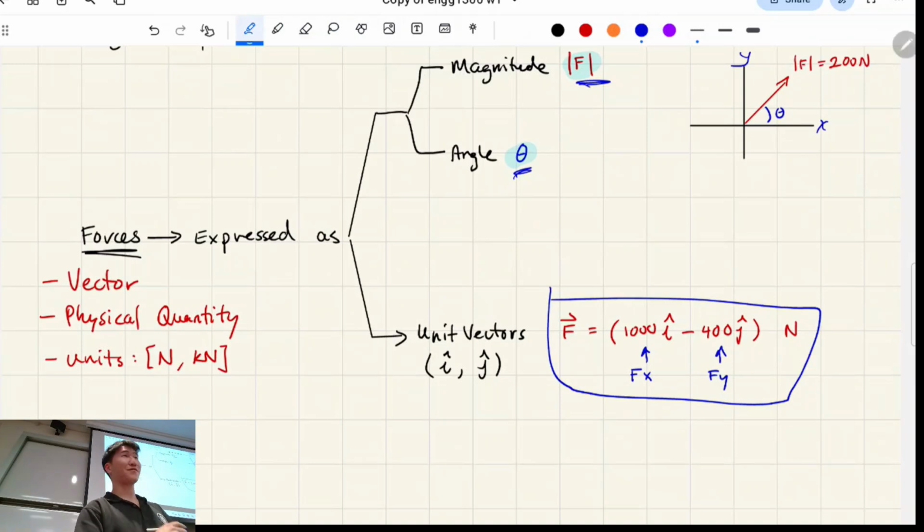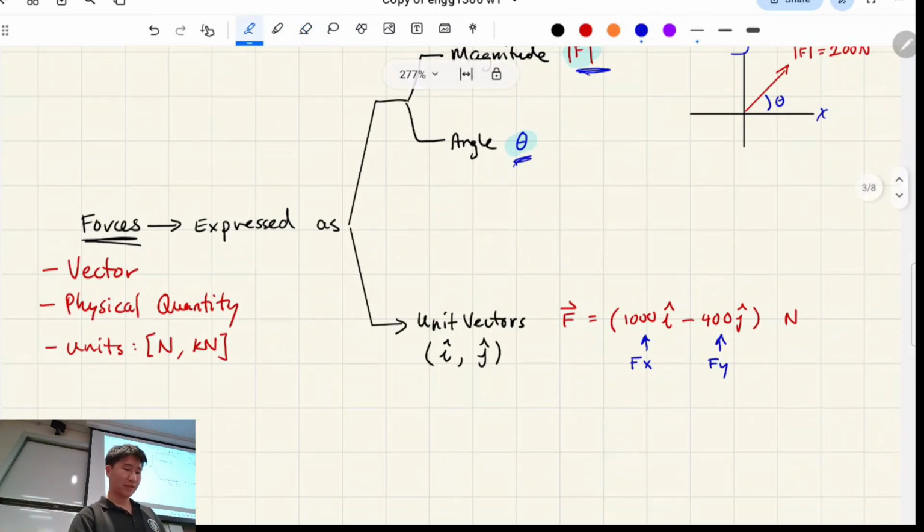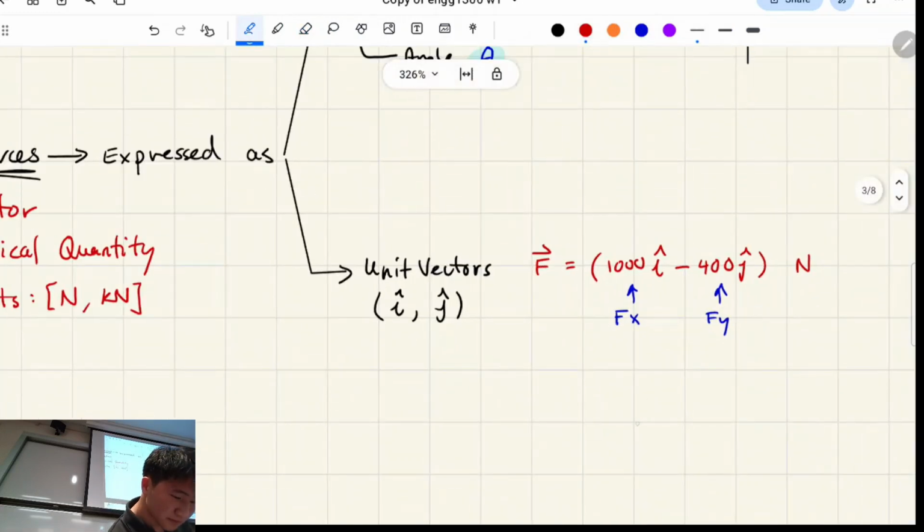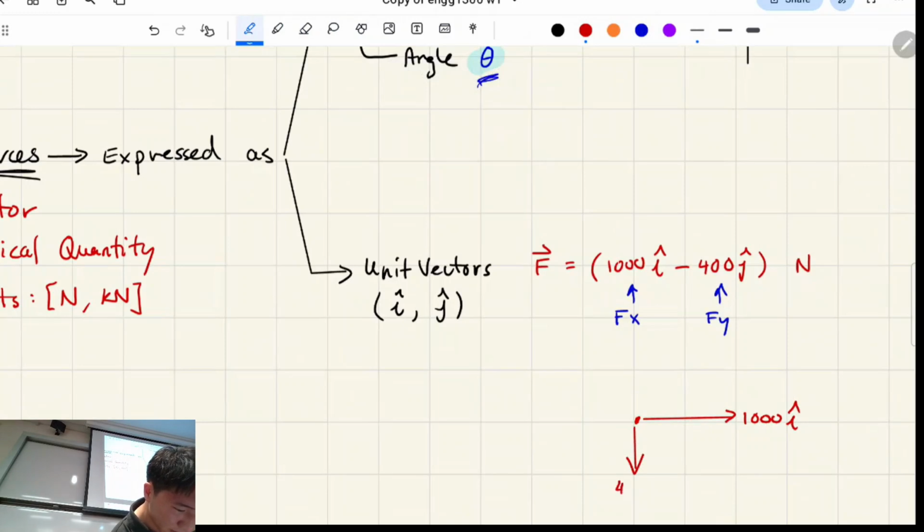So here I've written it out very thoroughly. I've got a little hat for vector notation. I've got the units as well. But essentially, you can break it up into Fx and Fy. That's the force only in the horizontal direction and the force only in the vertical direction, right? So it'd be 1,000 to the right, and then 400 down. And then this is F, right?